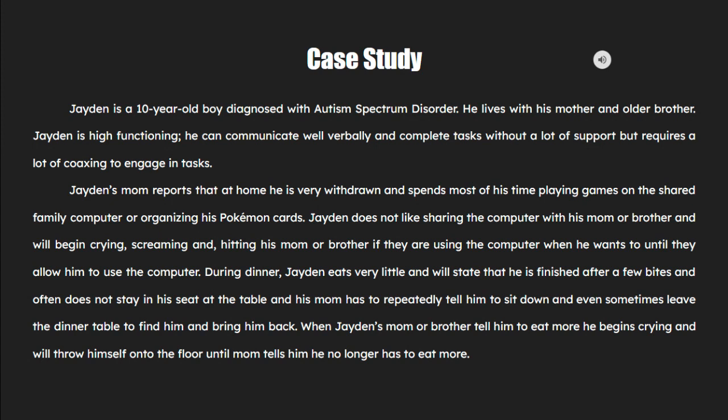During dinner, Jaden eats very little and will state that he is finished after a few bites and often doesn't stay in his seat at the table, and his mom has to repeatedly tell him to sit down and even sometimes leave the dinner table to find him and bring him back. When Jaden's mom or brother tell him to eat more, he begins crying and will throw himself onto the floor until mom tells him he no longer has to eat more.